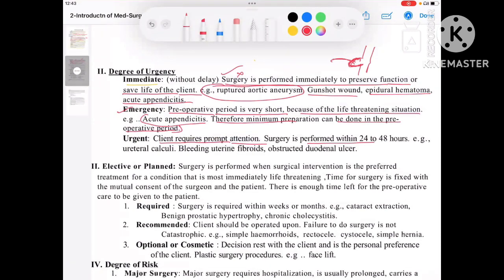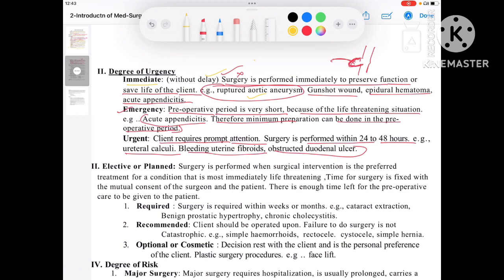Surgery is performed within 24 to 48 hours. Examples are ureteral calculi, bleeding uterine fibroids, and obstructed duodenal ulcers. So these kinds of things. What is immediate? Immediate means without delay, that a person should get that surgery. So that is immediate. Example, ruptured aortic aneurysm.